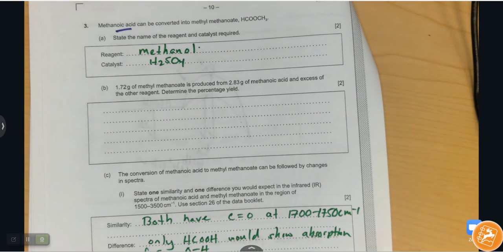Whatever. All right, so 1.72 grams of methyl methanoate product is produced from 2.83 grams of methanoic acid and an excess of the other reagent.